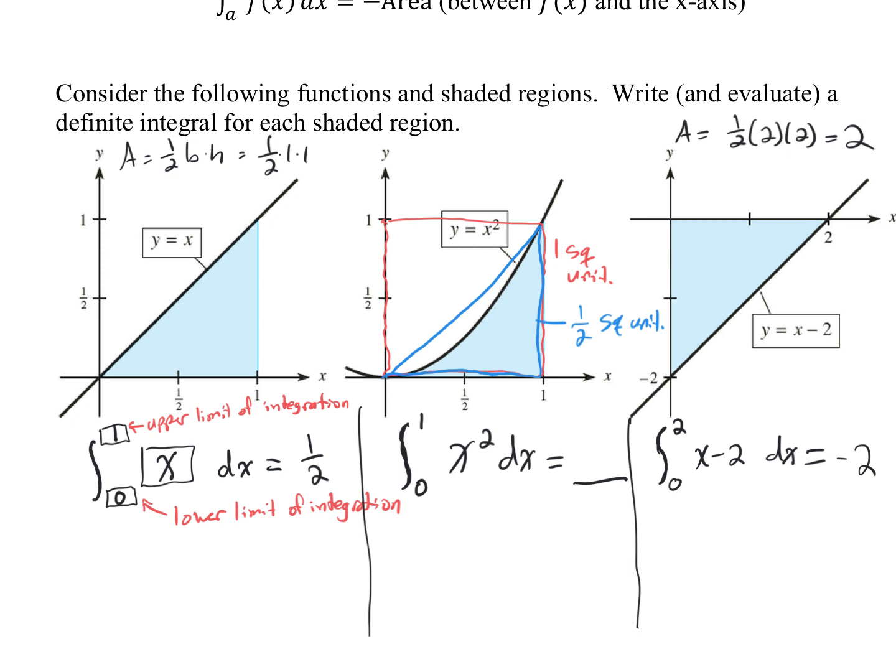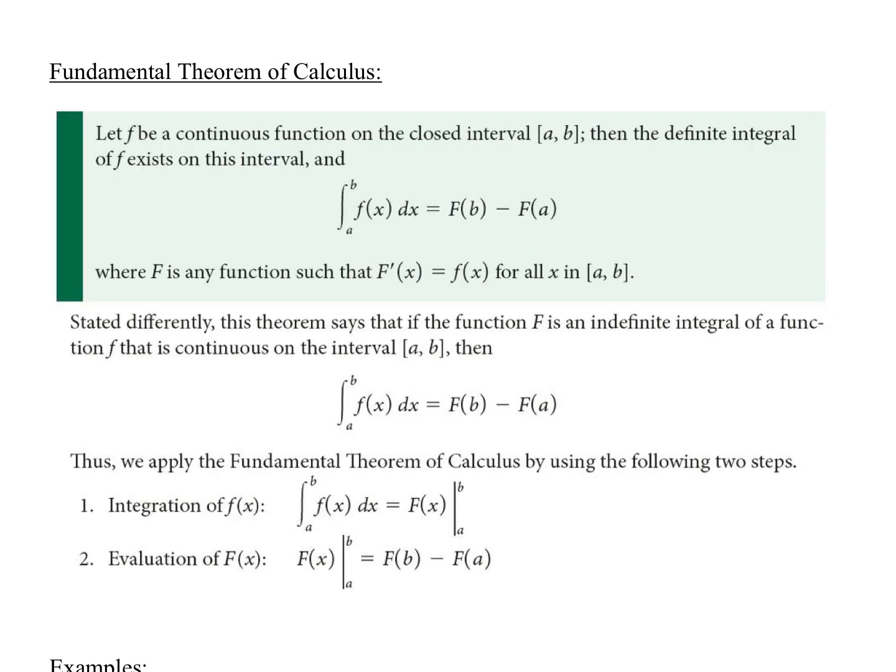Let's talk about what this method is. How can we compute this? What is the fundamental theorem of calculus? The fundamental theorem of calculus says that if you have a continuous function on a closed interval, then the definite integral of the function will exist, and it is equal to capital F of b minus capital F of a.